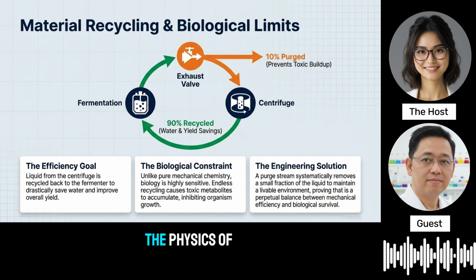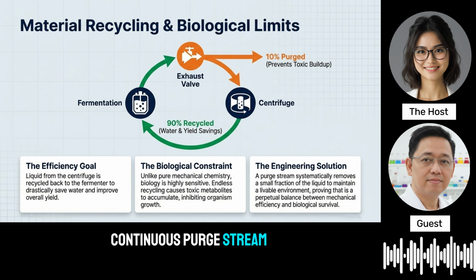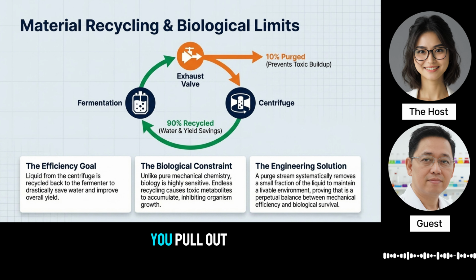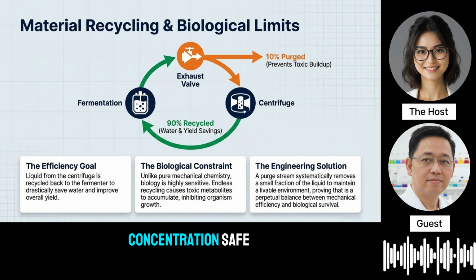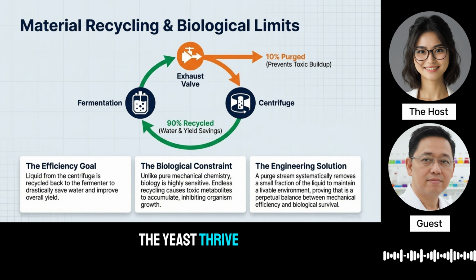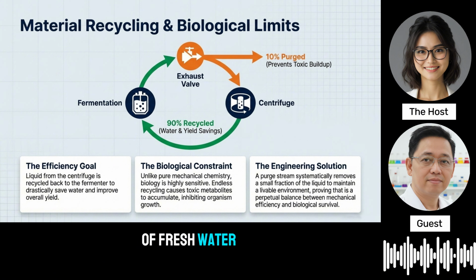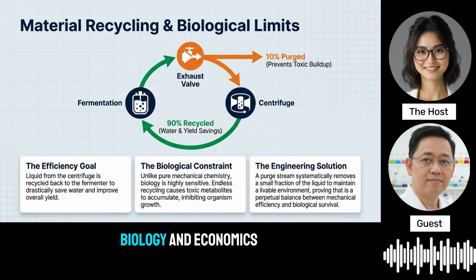That is exactly the physics of a continuous purge stream. By purging just 10%, you pull out enough toxic metabolites to keep the concentration safe. The yeast thrive. And by recycling the other 90%, you still save a massive amount of fresh water. It is the perfect balance of biology and economics.